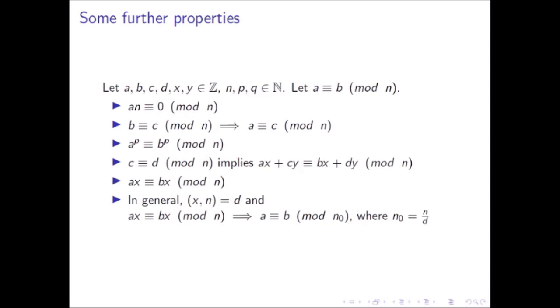This is pretty simple to prove, as n divides A minus B and n divides B minus C, and also divides the sum. So n divides A minus B plus B minus C, which implies n divides A minus C, or A is congruent to C mod n. So indeed our relation over here is transitive, but we already knew that it's reflexive and symmetric, hence it's an equivalence relation.